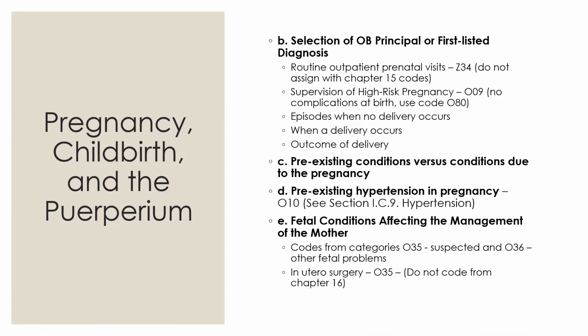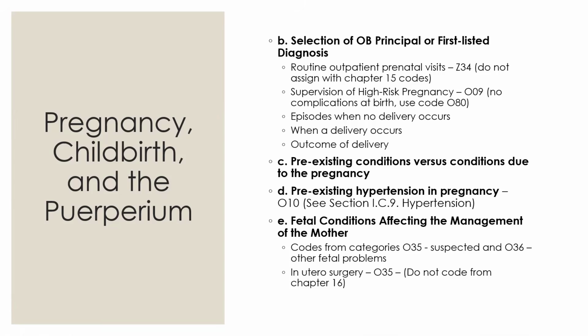Number 3, episodes when no delivery occurs. In episodes when no delivery occurs, the principal diagnosis should correspond to the principal complication of the pregnancy which necessitated the encounter. Should more than one complication exist, all of which are treated or monitored, any of the complications codes may be sequenced.